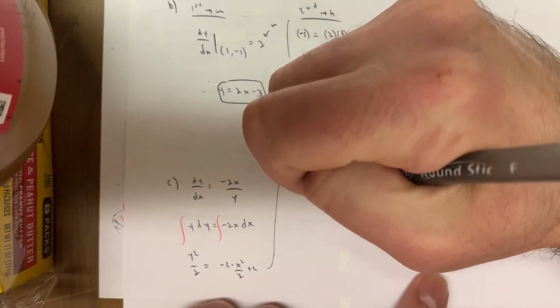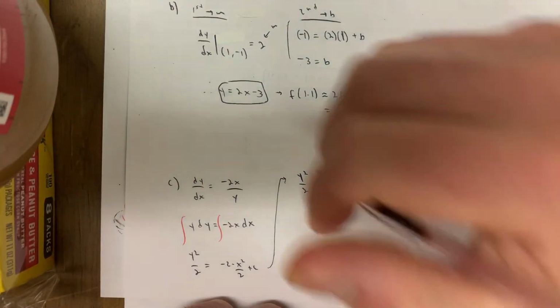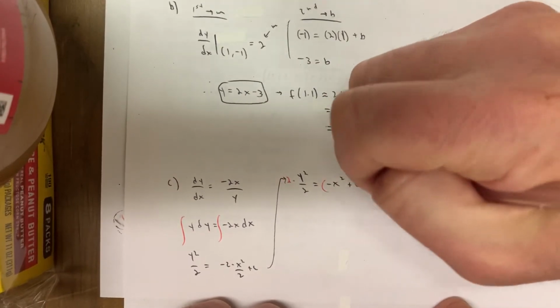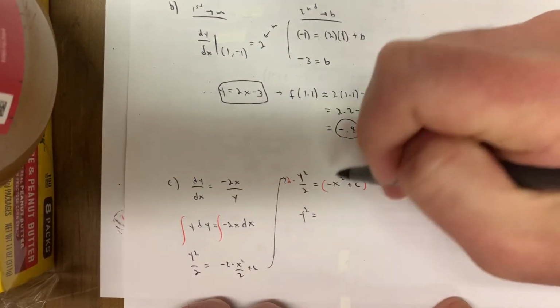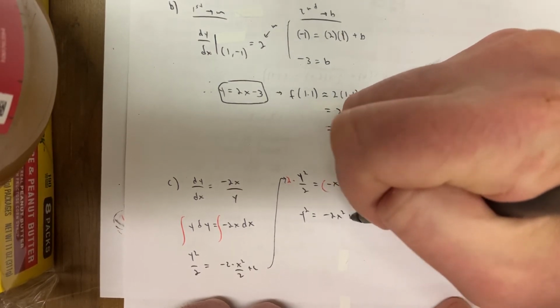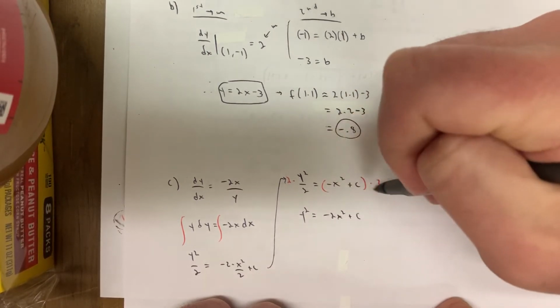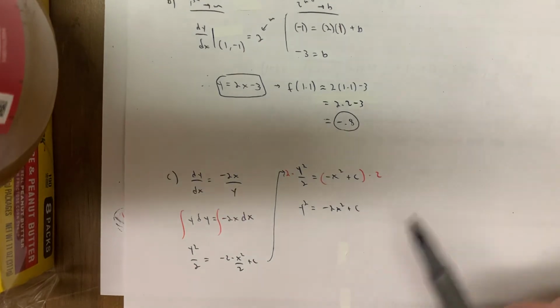But remember, I always keep the left-hand side as clean as possible. Clean it up of constants. I'll multiply by 2 on both sides, and that'll give me y squared equal to -2x squared plus C, right? 2 times a constant is just another constant. Some people are like, let's keep going.